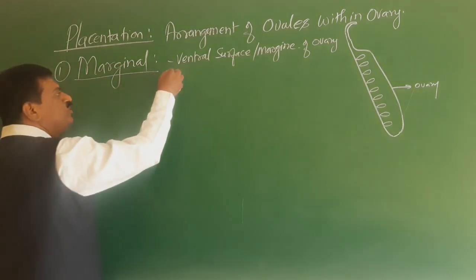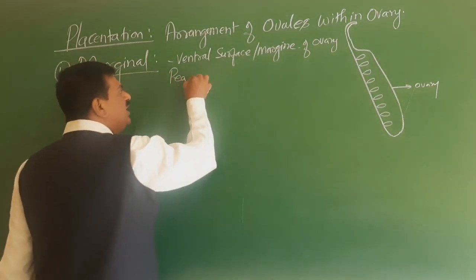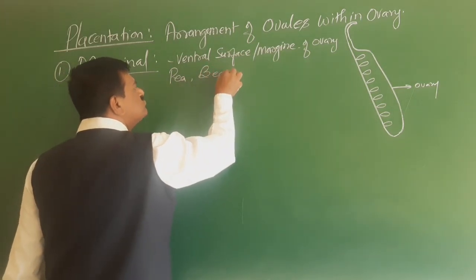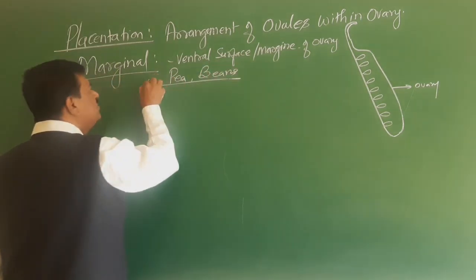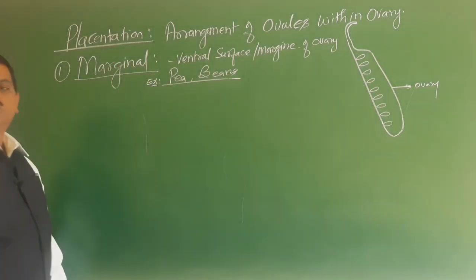This marginal placentation you can see in the pea and beans. Pea and beans are the examples for marginal placentation.